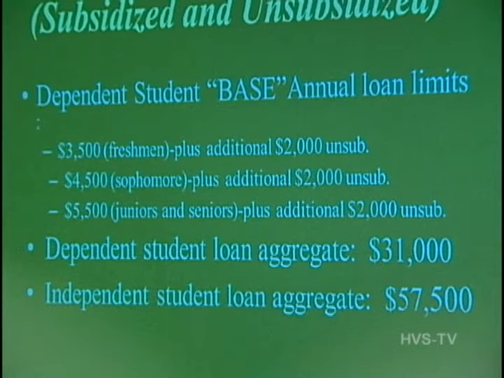When you receive your award notification, that's going to tell you what that base is, if it's sub or unsub or a portion of both. The amount that your student can borrow in the Stafford loan program is based on their dependency status, and there's also a cap. For dependent students, the loan aggregate is $31,000 in their undergrad studies. No more than $23,000 of that can be subsidized. If your student is an independent student, they can borrow up to $57,500. No more than $23,000 of that can be subsidized.